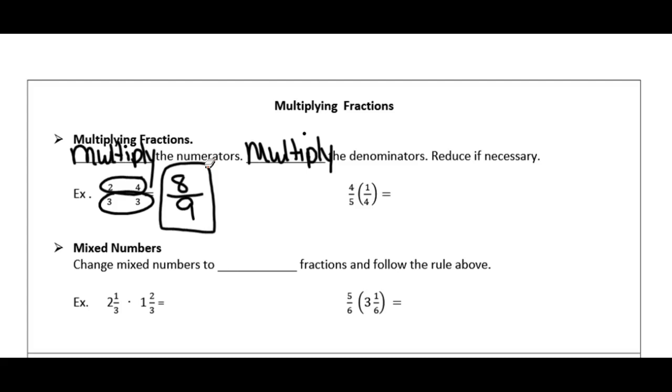Second example here is still multiplying. Remember, if we have something in parentheses next to another number, that's multiplying. So we're going to multiply our numerators. 4 times 1 is 4. And then we'll multiply our denominators. 5 times 4 is 20.